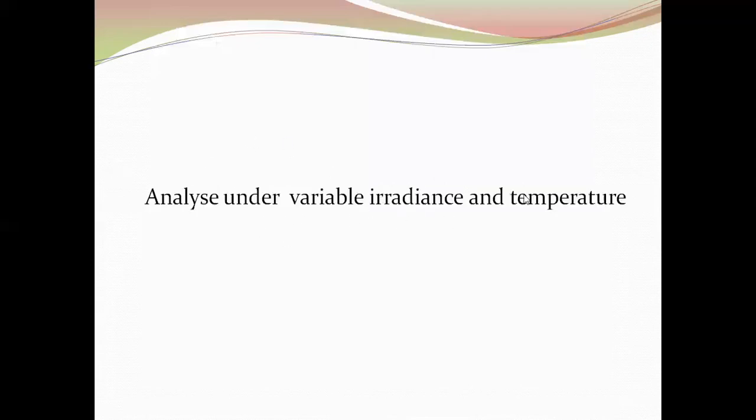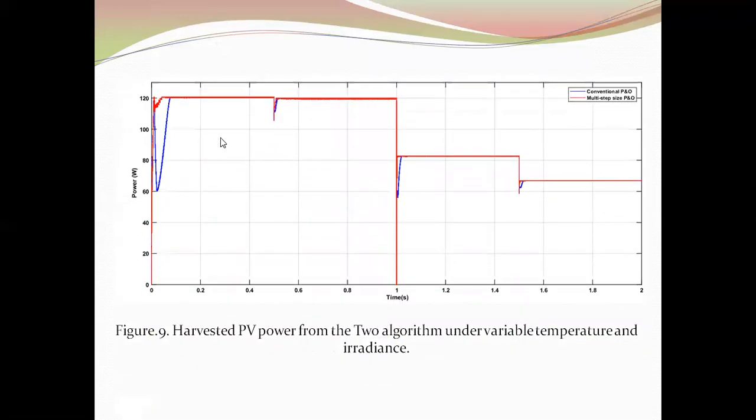Analysis under variable irradiance and temperature. Applying a change in both irradiance and temperature, we can see that our proposed technique tracks the MPP with a high efficiency of 99.1%, which outperforms the conventional P&O. This latter has only 98% in performance.